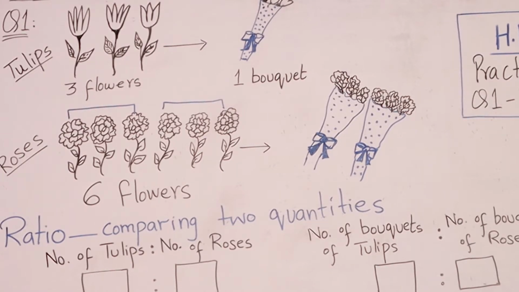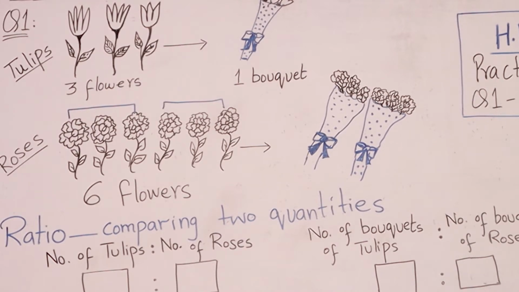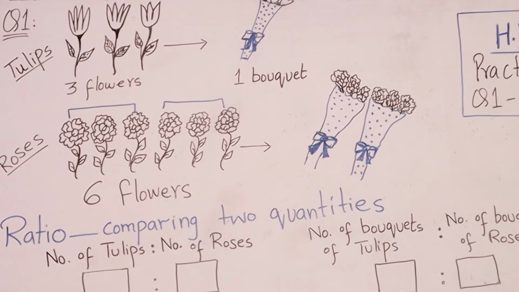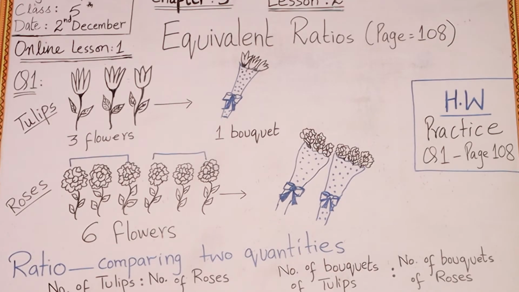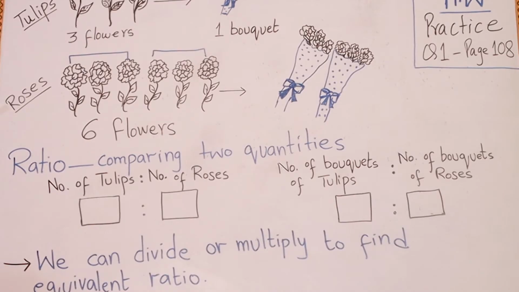As you already studied, ratio is a comparison of 2 quantities. When we compare 2 quantities, we write them in the form of a ratio. Ratio is similar to fractions. Now we have to express the number of tulips to the number of roses in ratio form.